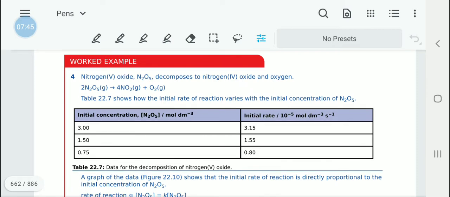Now let's look at this worked example. If you didn't understand how these things are done, then this will give you the basic idea as to how this is going to be done.